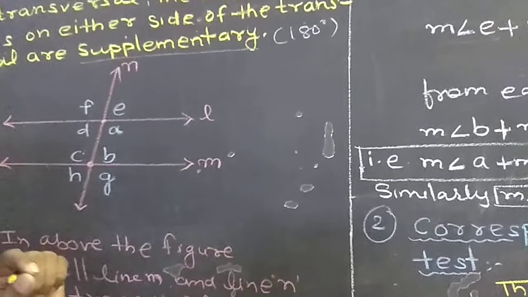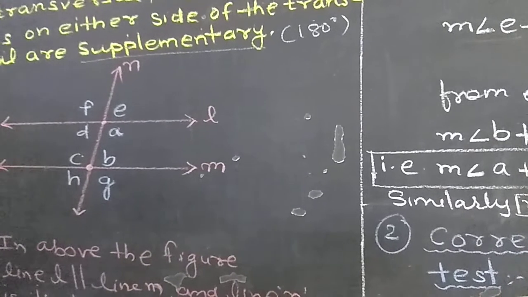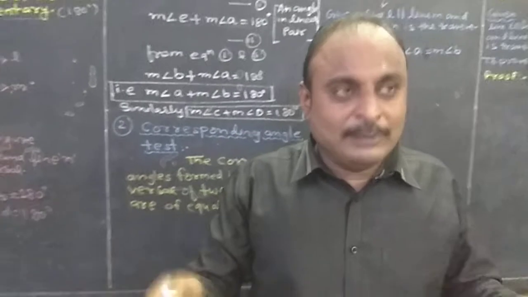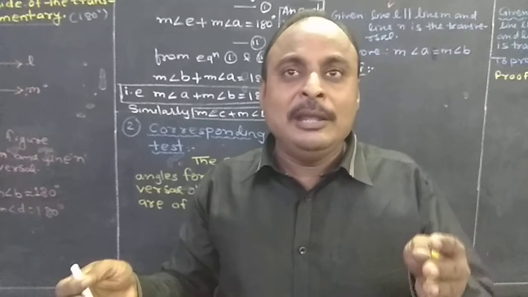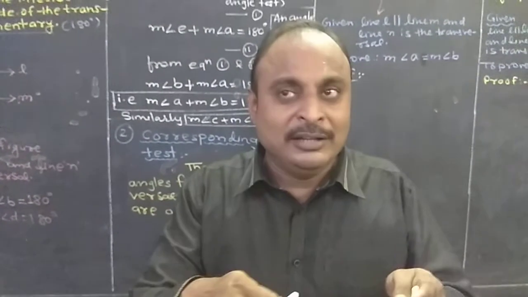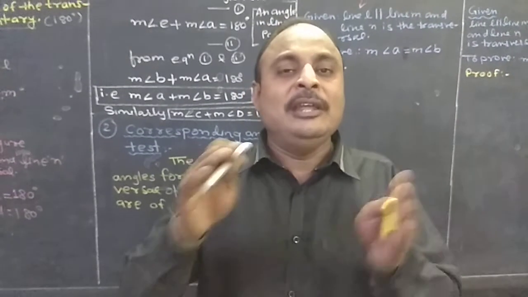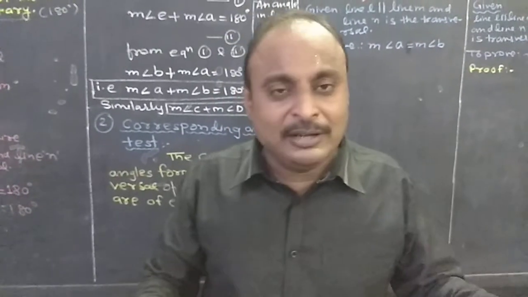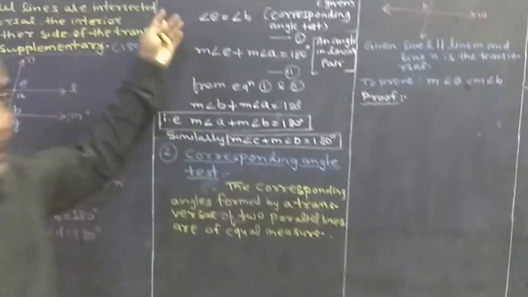Now see this diagram. First, what is the information given in the question? Line L is parallel to line M. So my dear students, in your textbook it is given very complicated. First of all, it is given that we have to make the assumption angle A plus angle B less than 180, then more than 180, and then the measure angle A plus measure angle B equal to 180. It is too complicated. We will solve this question by the direct method, which I have done on the blackboard.